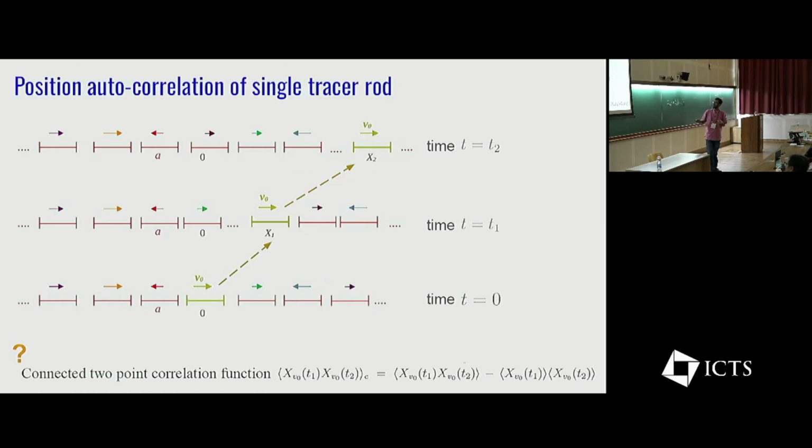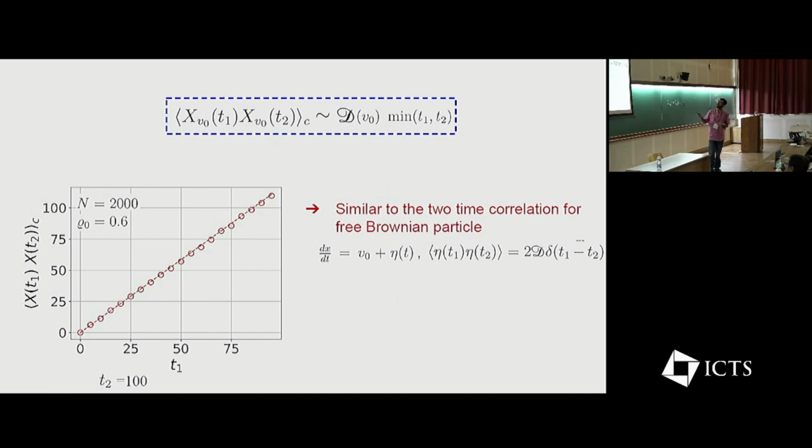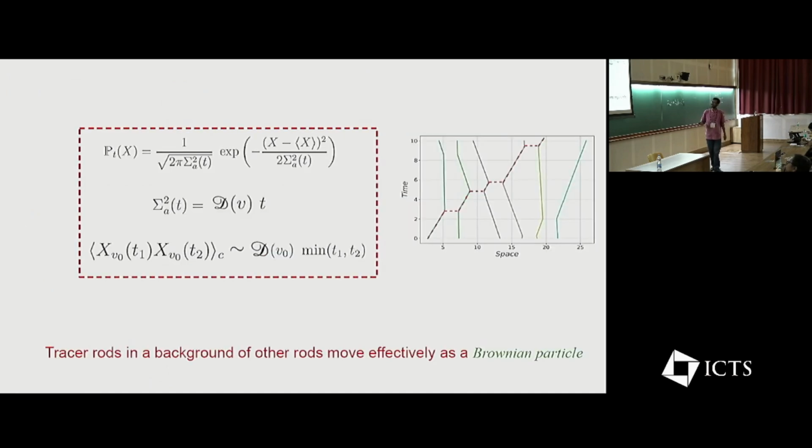So let's take this initial configuration, a tracer rod with velocity v0, and during the time evolution at time t1 it is at x1, at time t2 it is at x2, and we want to compute the connected two-point correlation function. Using the microscopic approach, we computed this connected two-point correlation function, and we obtained that it is proportional to the diffusion constant, which is similar to the two-time correlation function of a free Brownian particle that one can compute.